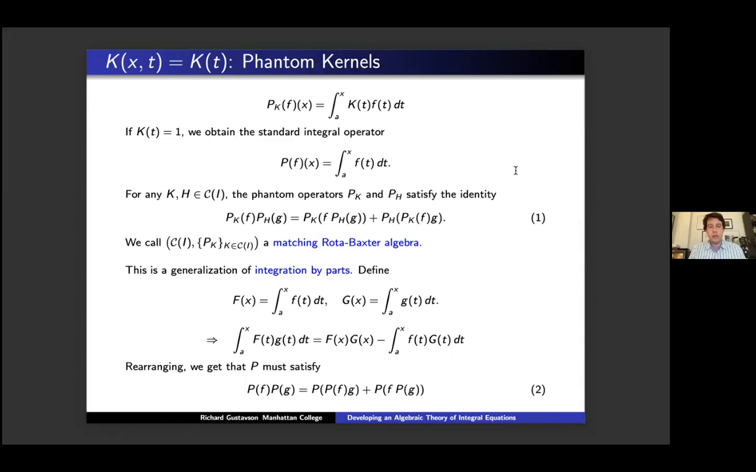This is an extension of the standard Rota-Baxter algebra. If k and h were the same, then we would get the following identity down here. And this is basically just a generalization of integration by parts. So you can see if we let capital F be defined as the integral of little f and capital G is the integral of little g, then the integration by parts identity, which we all know, is right here. And notice capital F is P of little f and capital G is P of little g. So if we just rearrange the terms, we end up with this identity.